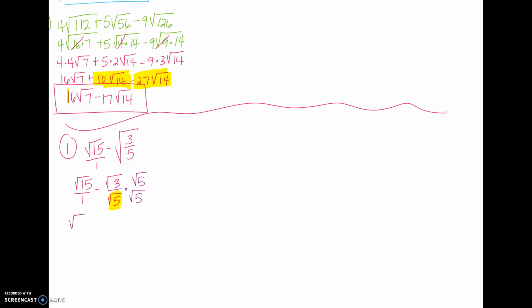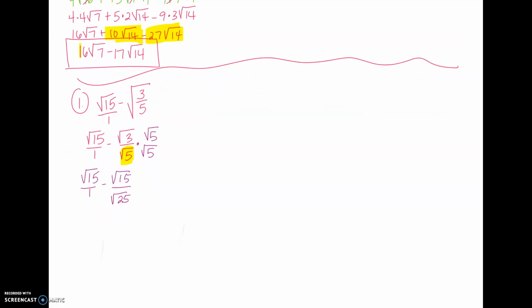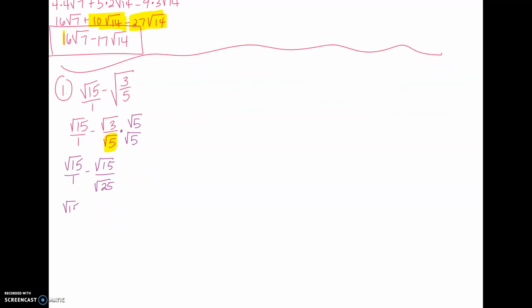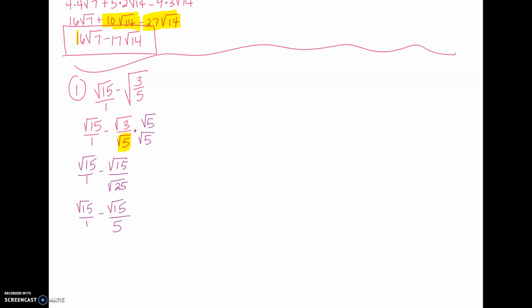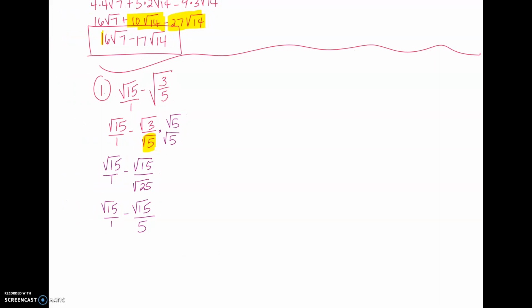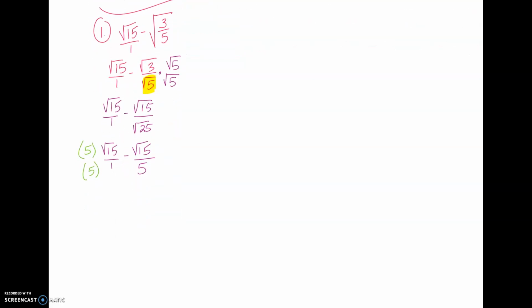So now I have the square root of 15 over 1 minus 3 times 5. We can multiply that as the square root of 15 over the square root of 25. We know that the square root of 25 is a perfect square. So this becomes the square root of 15 over 5. Now, in order to subtract fractions, we have to have a common denominator. That means we're multiplying this first radical expression by 5. So we get 5 square root of 15 over 5 minus the square root of 15 over 5.